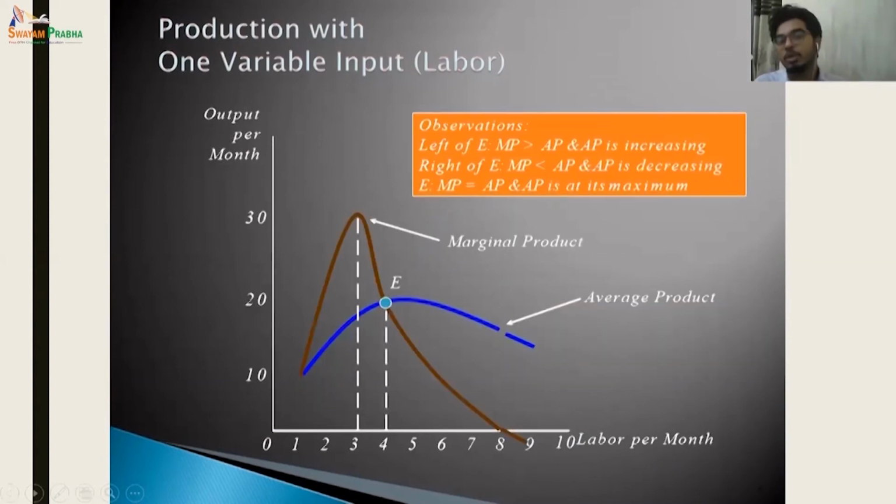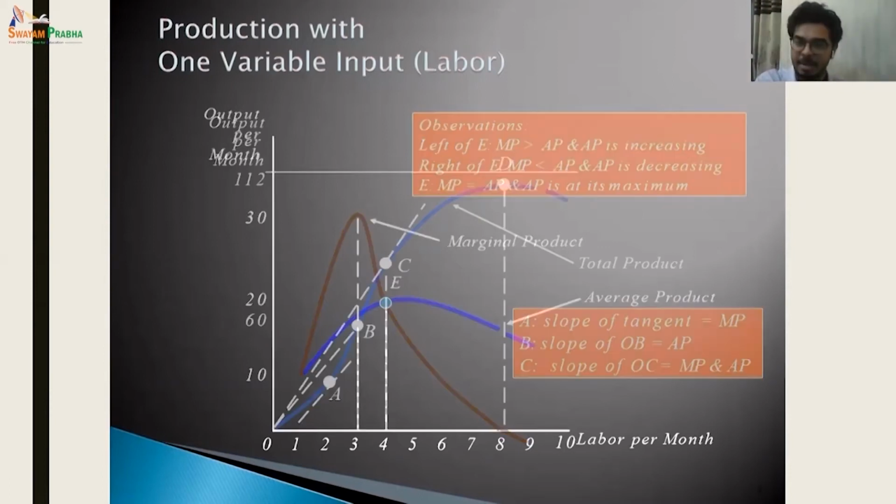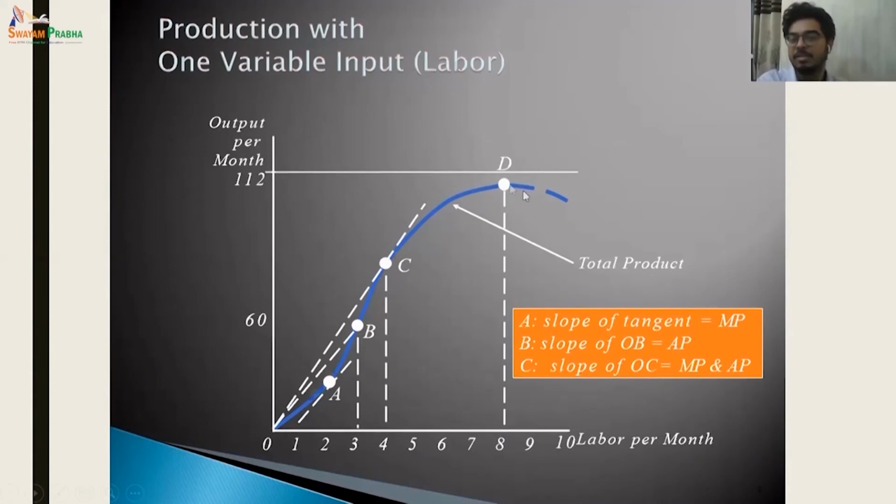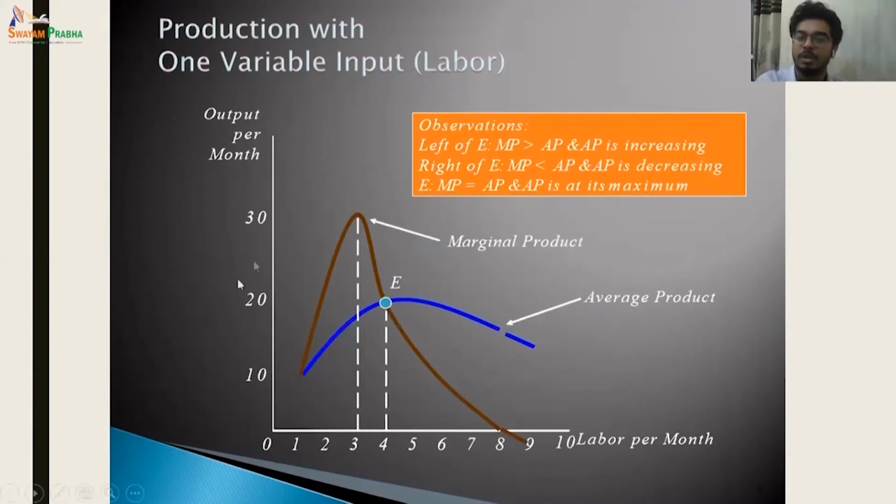Started reducing. So for production with one variable input, we can state that the output first increases at an increasing rate, then increases at a decreasing rate, reaches maximum, and then starts falling. And if we plot the average product and marginal product, we see that after the third unit where they reached 60, the first unit, the marginal product was 10, the second unit, it was 20, the third unit, it was 30.